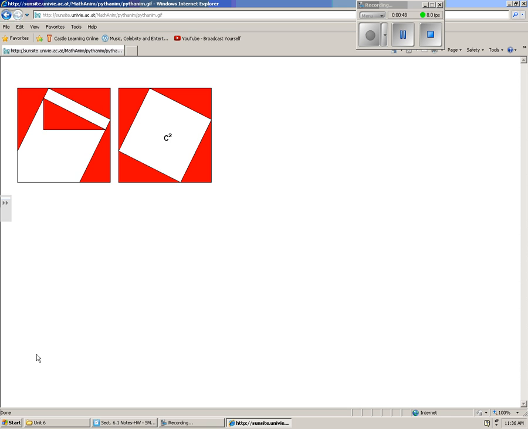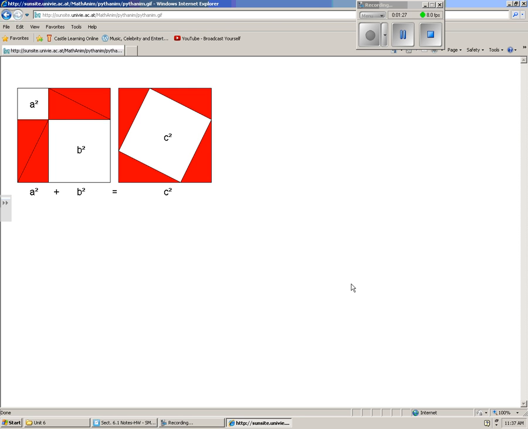Now by rearranging those 4 right triangles, 2 other squares are going to be created. One whose sides have length a, for a squared, and one whose sides are length b, for b squared. So as it turns out, those 2 white squares, a squared plus b squared, can fit into the big white square, which is c squared. Hence, a squared plus b squared is c squared. Okay, so let me get out of this and go back to the notes.